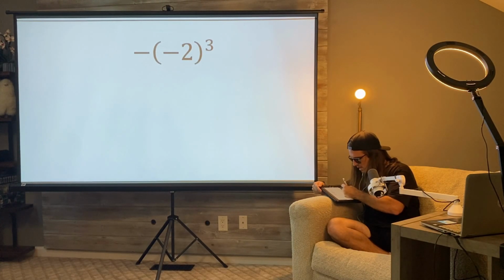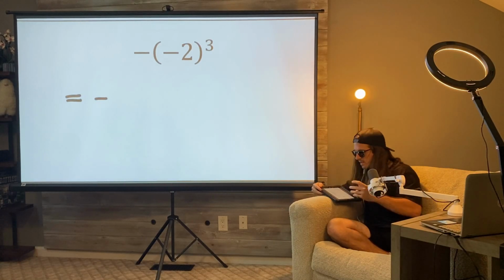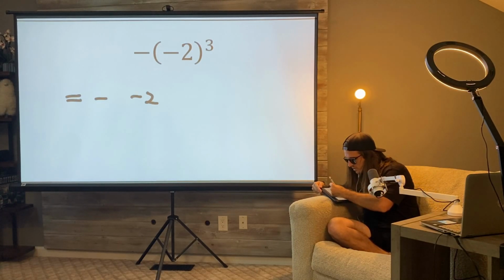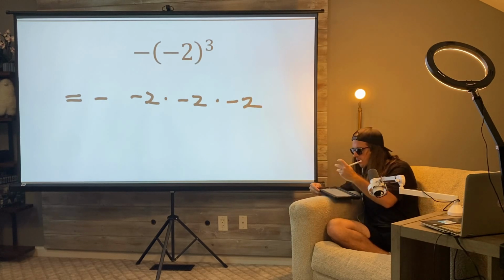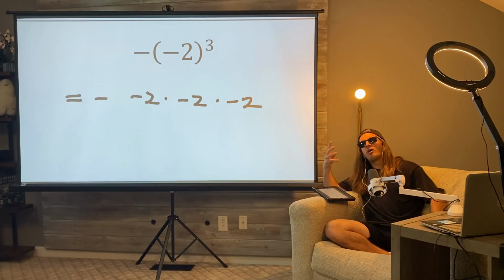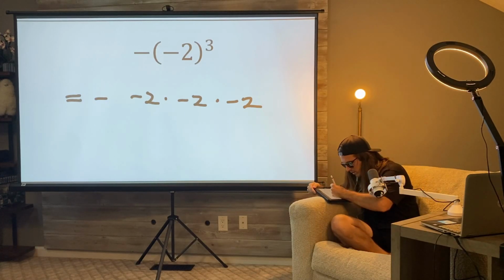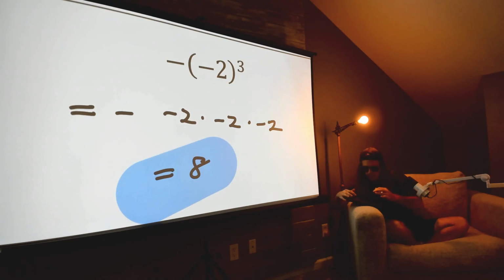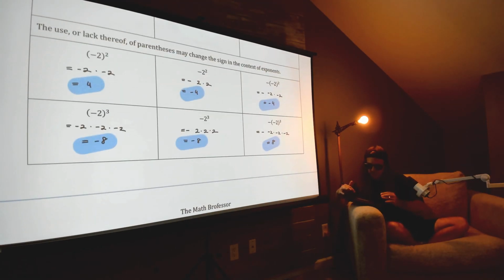Last one here. This is negative 2 times negative 2 times negative 2 times negative 2. All right, how many negatives are there in this entire problem? Count them out. There are 4. And if you multiply 4 negatives, you're going to end up with a positive. Those are all 6 of those.